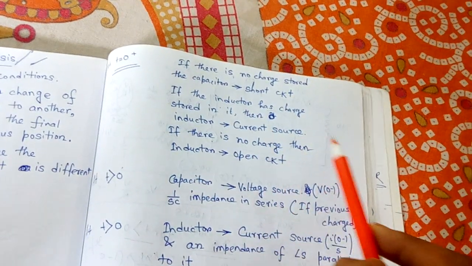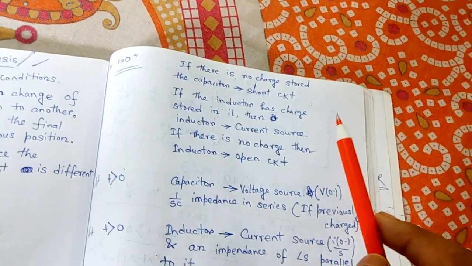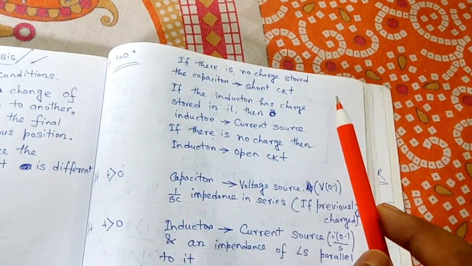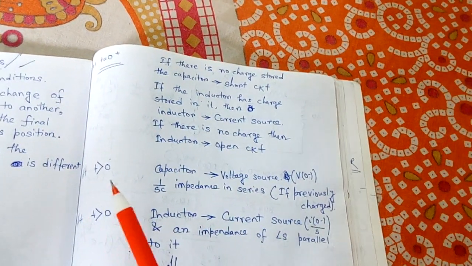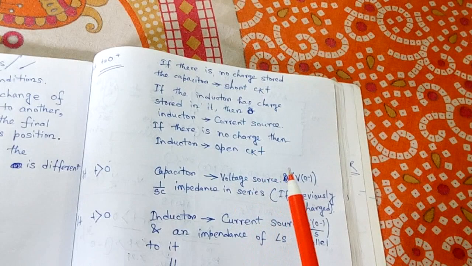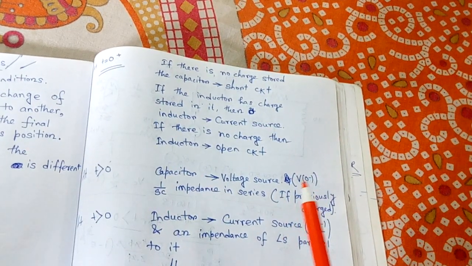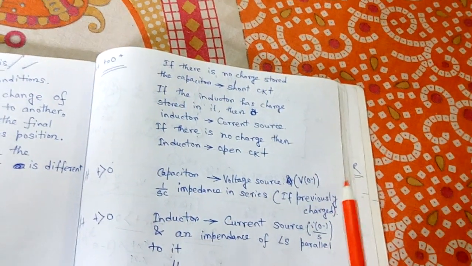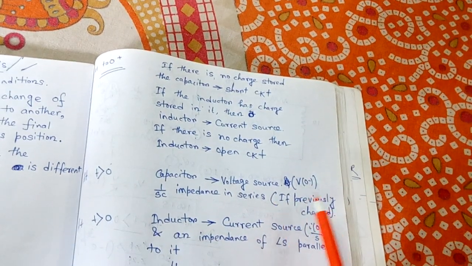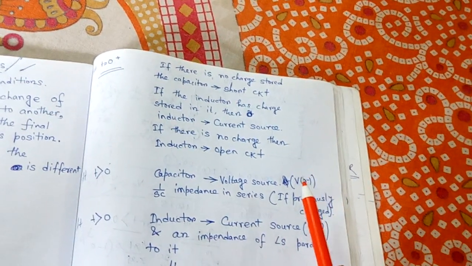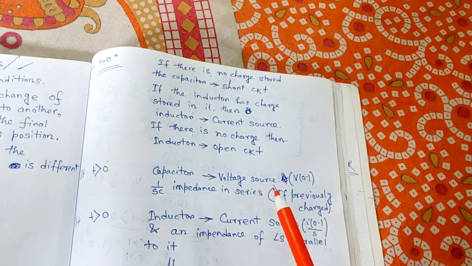If there is no charge in the capacitor, then the inductor will behave like an open circuit. Now the third condition: at t greater than 0, the capacitor will be replaced by a voltage source equivalent to V0 minus. What is that V0 minus? V0 minus is the voltage gained in steady state, and 1 by S impedance in series.